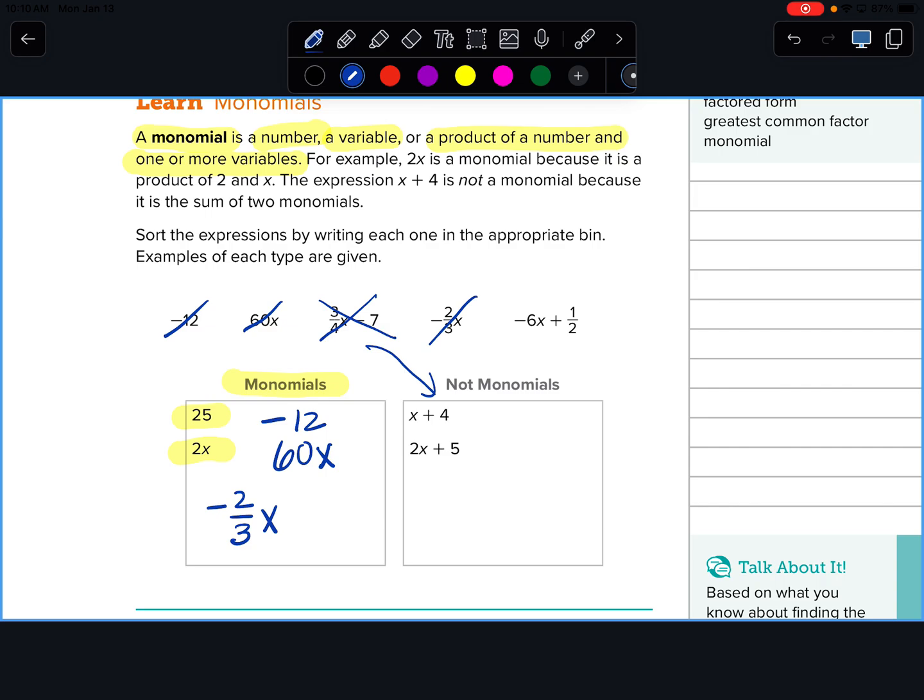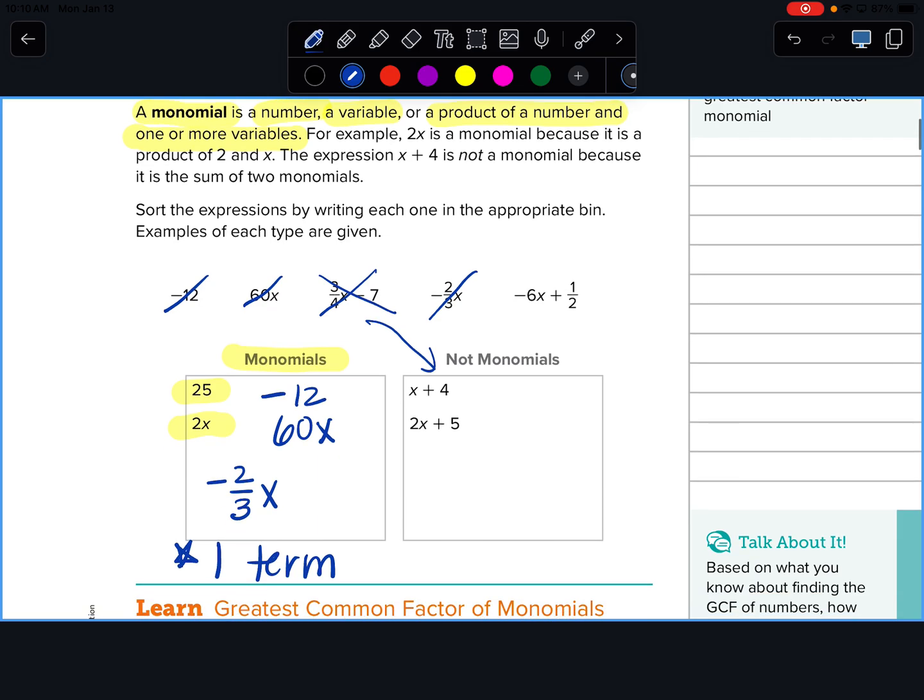So your monomials, the key thing that you need to know is that it's one term only. So that's what we're going to be focused on today, those monomials and what we do with those. That's one term only.